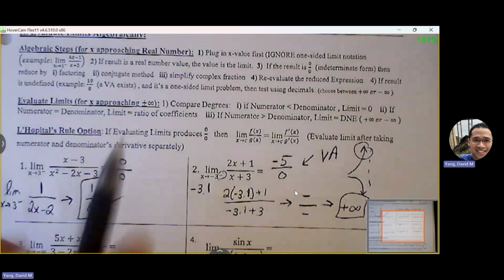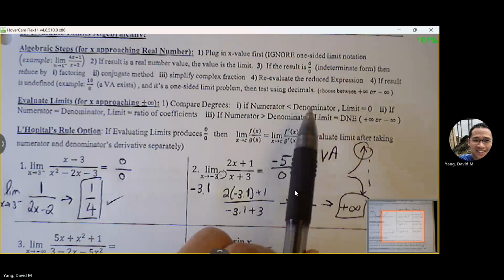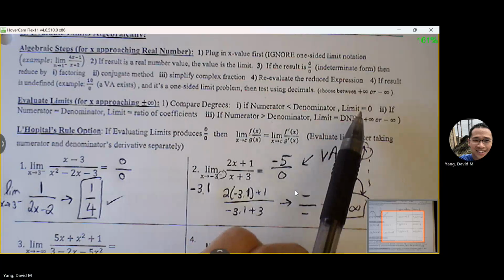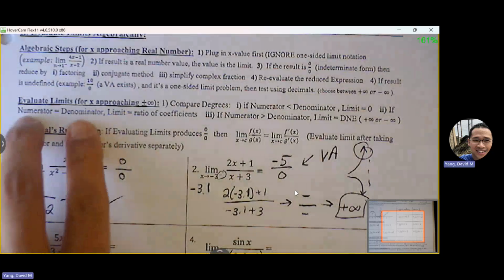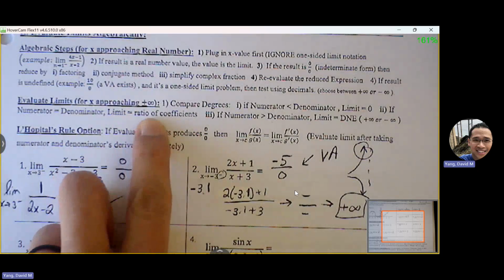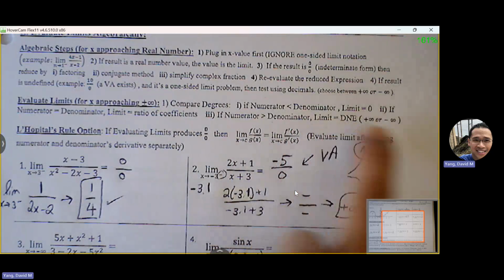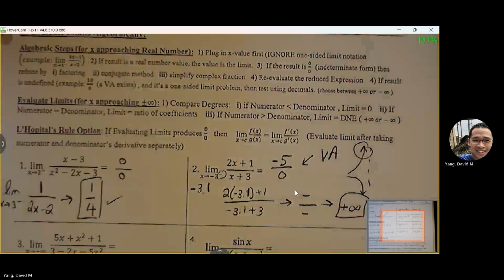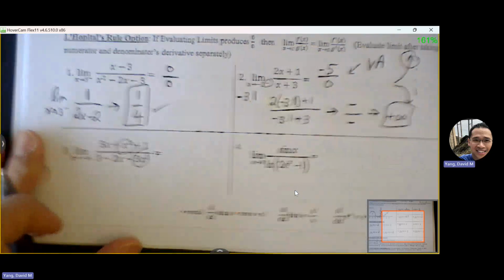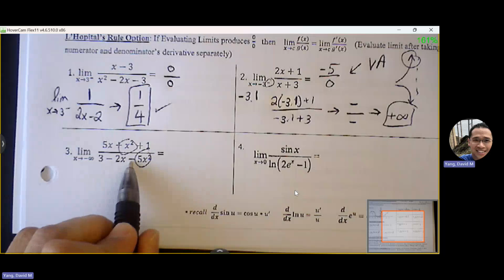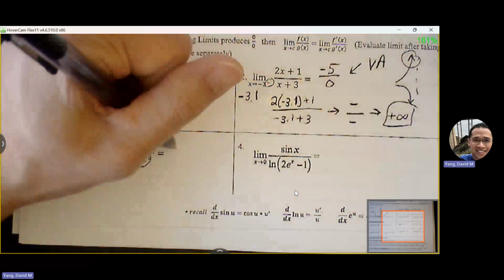Compare degrees. Yeah, so here are the three options. If your numerator is less than your denominator, that means your denominator is greater degree, then your limit is always going to be 0. If your degrees are the same, then you just take the ratio of the coefficients. If the numerator is greater than your denominator, then the limit doesn't exist. It's either positive or negative. So in this case, my numerator and denominator share the same degree. Careful though, the coefficient is a -5 here. So my limit is just 1 over -5, or -1/5.